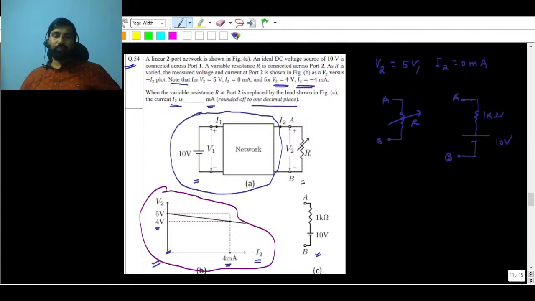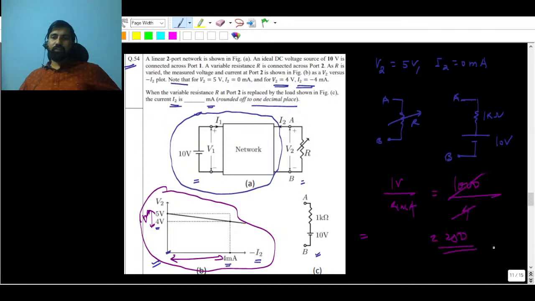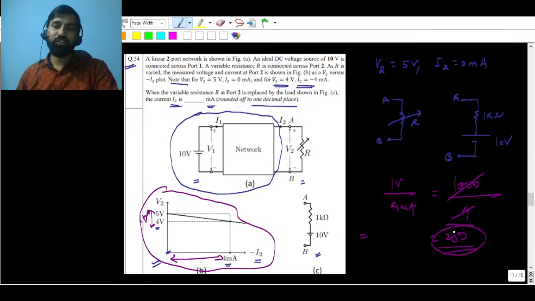20 milliampere, right? Because see, the change here is 1 volt. For 1 volt change, the current change is 4 milliampere, right? So I hope you can find the slope now. Slope will be equal to 1 volt upon 4 milliampere, and this slope is going to be the same always, right? Slope is not going to change, so it will be equal to 1000 upon 4, and this will give you, I guess, 250. Yes. So this is going to be the RTH only, right?